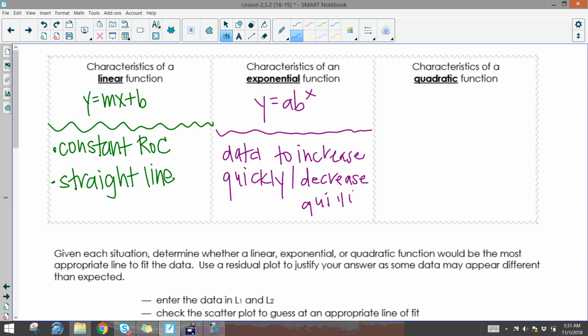Sorry, you guys, this is unreal. It says quickly. Can't you tell? Let's see.